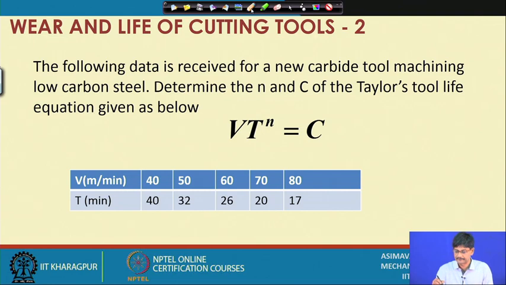Let us quickly have a look at the data. 40 meters per minute gives a tool life of 40 minutes. 50 meters per minute gives a tool life of 32 minutes. 60 meters per minute gives a tool life of 26 minutes. So, as the velocity is increasing, the tool life is decreasing. Okay, that is understood. Now, let us see what is the way in which N and C can be determined.